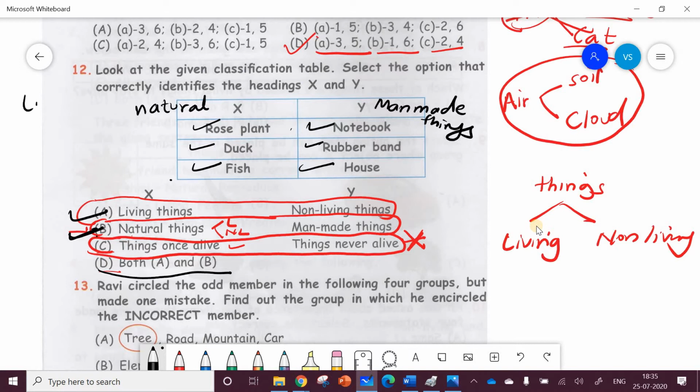Category B is correct. Correct. And A category was saying that this is living things and this is non-living things. So do you think A category is also correct? Yes. So what option will you choose? A, B or D? D. D is the right option.